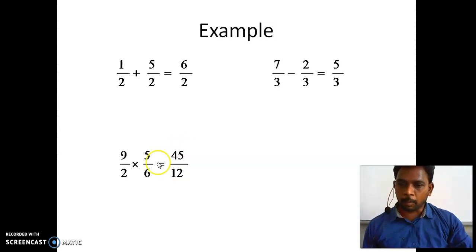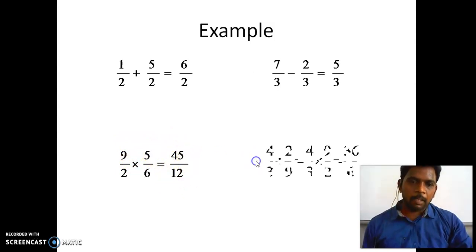Then consider another operator, that is multiplication. Look at 9 by 2. Is it a rational number or not? Yes. And what about 5 by 6? That is also a rational number. If you multiply two rational numbers, what about the result? 45 by 12. Is it a rational number or not? Yes, a rational number only. Therefore, if you multiply two rational numbers, the result is also a rational number.